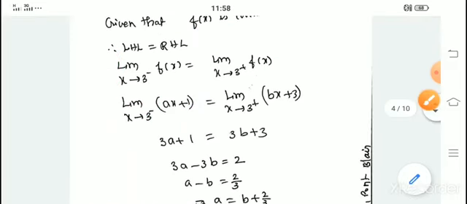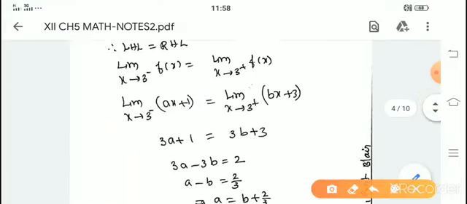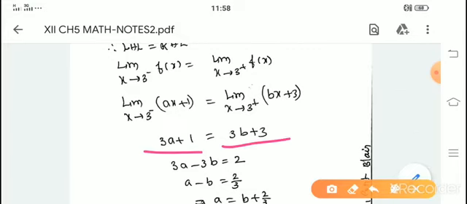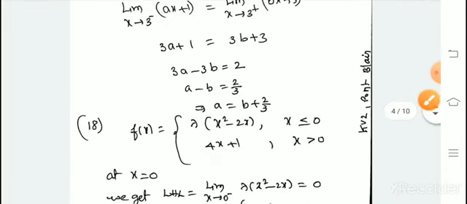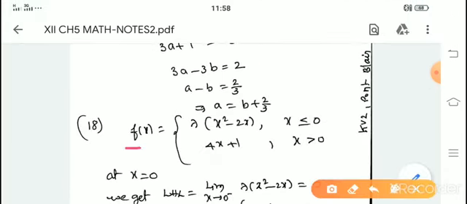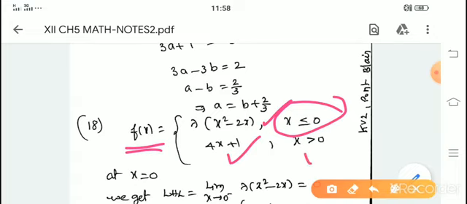Okay, then you get 3a plus 1 is equal to 3b plus 3. So a minus b is 2 by 3, a is equal to b plus 2 by 3 is the relation between a and b, right? Similarly, the 18th question is f of x is equal to lambda times x square minus 2x and 4x plus 1, according to that x less than or equal to 0 and x greater than 0.